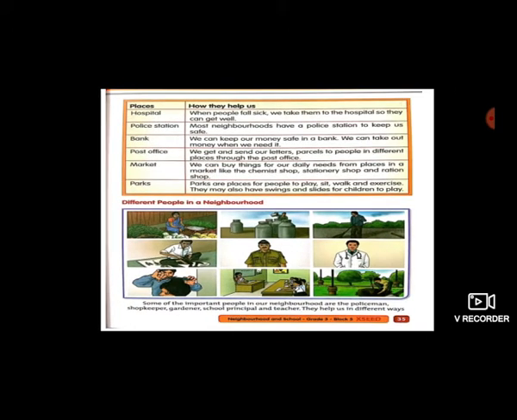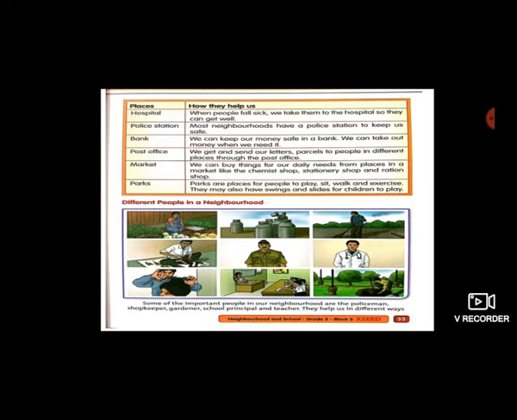Students, we know how the hospital helps us. When we fall sick, we can go to the hospital so that we can get well. Police station, see, most neighborhoods have a police station to keep us safe. Third is bank. Students, we can keep our money safe in a bank. We can take out money whenever we want or whenever we need. Post office, we get and send our letters, parcels to different places and people through the post office.